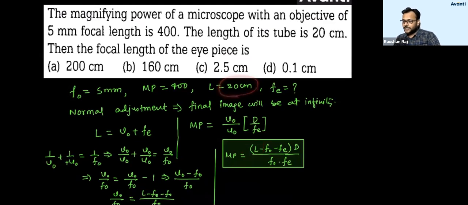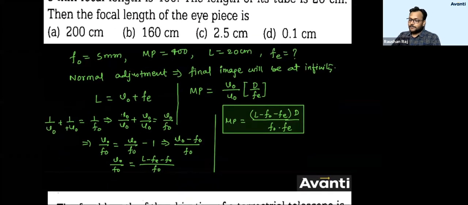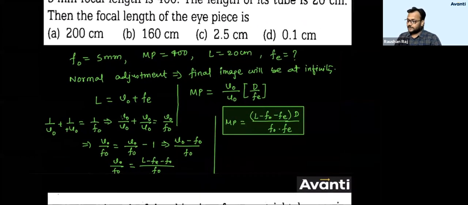What is F naught given to you? 5 millimeter. Can I say this is small as compared to this? So you can actually approximate in this type of question. If you want to solve, you can solve this equation, no problem, because the only unknown that you are having here is Fe. If this is an objective or subjective question, I would say get the value of Fe. You have to solve one equation, I'll get the answer.